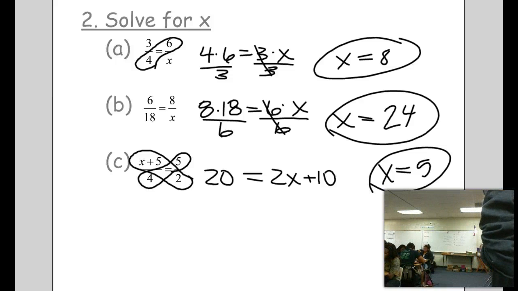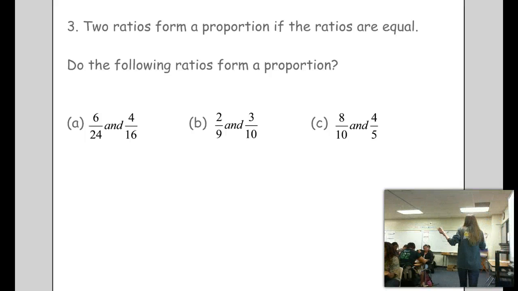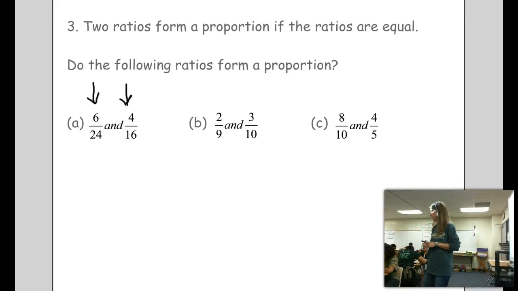So we're going through the algebra quickly because this is not algebra class. All right. Two ratios form a proportion if they're equal. If they're equal, they form a proportion. So let's find out if these ratios are proportional. So all I want you to do is reduce each of these and see if they're equal or not. So you're doing 6 divided by 24. No. You're reducing all of those. Make them as small as they can get.